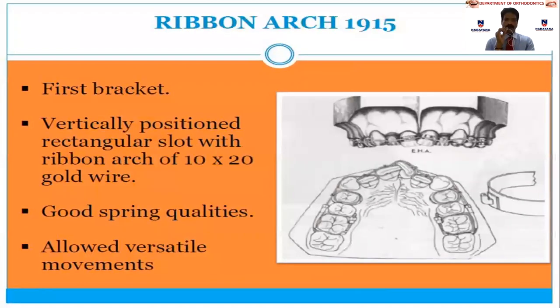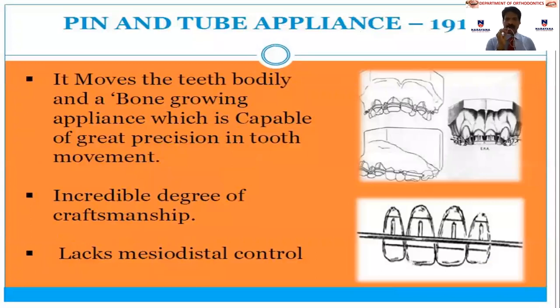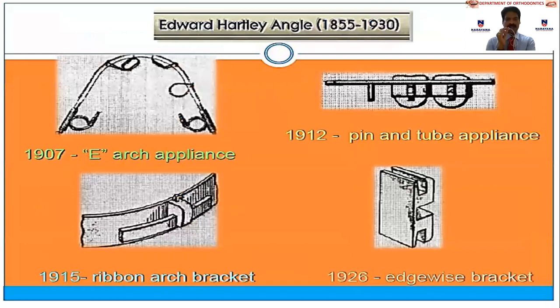Sorry for the technical problem. So he has given the ribbon arch bracket, the edgewise bracket, then the pin and tube appliance. This is a landmark appliance in orthodontics. Most of the appliances which you have are all from the appliances which the father of modern orthodontics has given. These are the appliances you should be able to remember, a couple of these at least: the edgewise bracket, the pin and tube appliance.